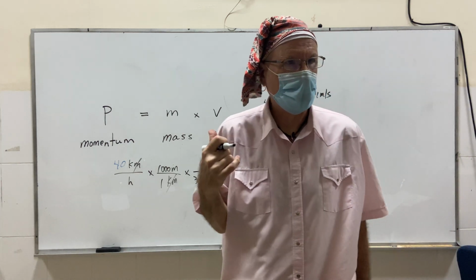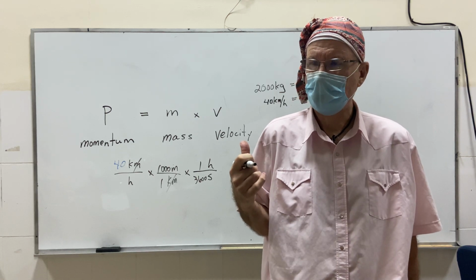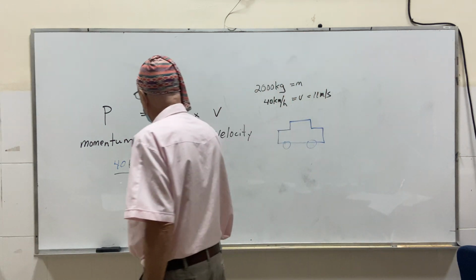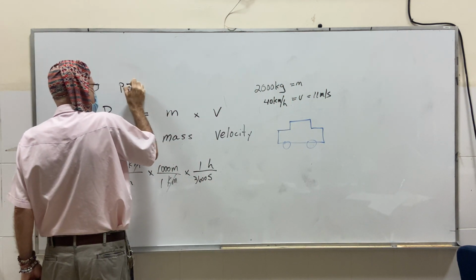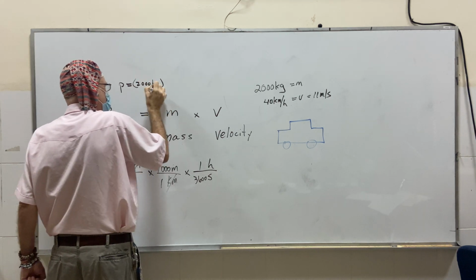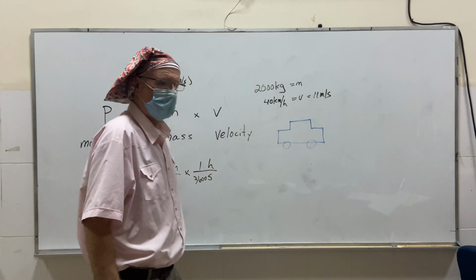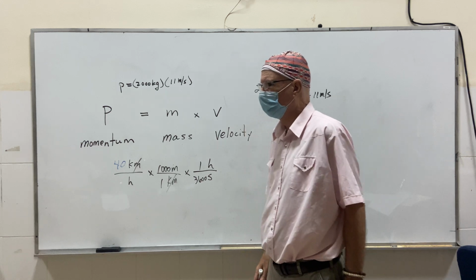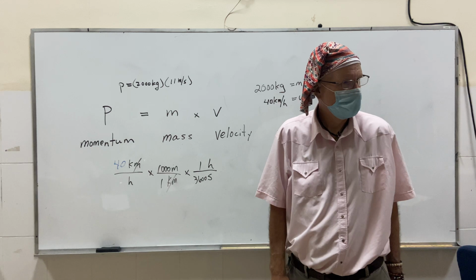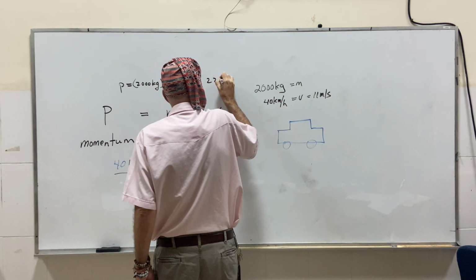So, what's going to be the momentum of this? What's going to be the momentum of this car? Well, you have a calculator? Can you help me out here? So it's going to be 22,000. It's going to be 2,000 kilograms times 11 meters per second. 22,000. Really? Yes, 22,000. Okay, good. So 22,000.